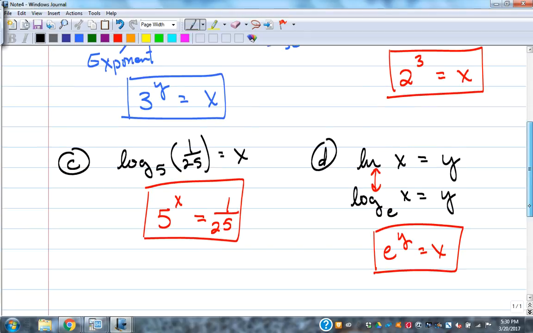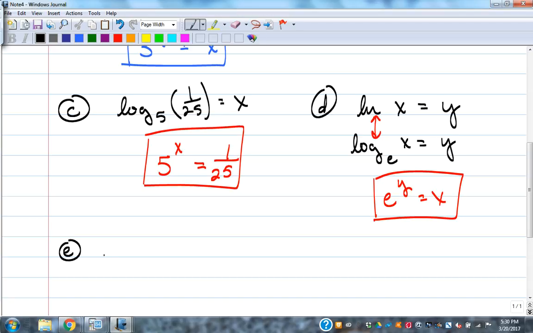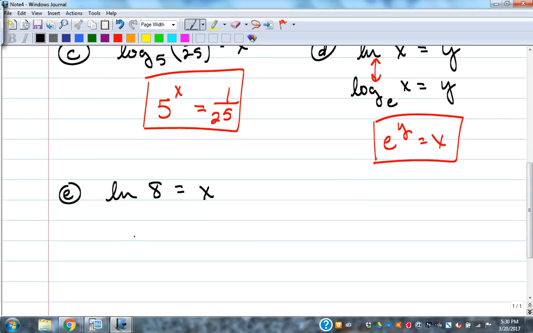So if we did another one, natural log of 8 equals x. Good job. Yeah, perfect. But you can go straight there.